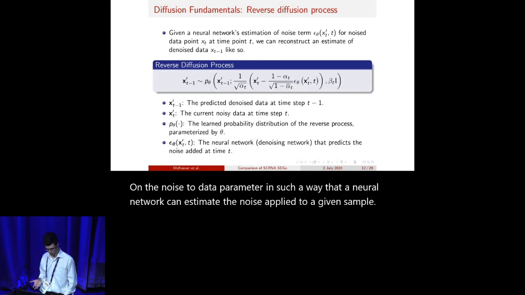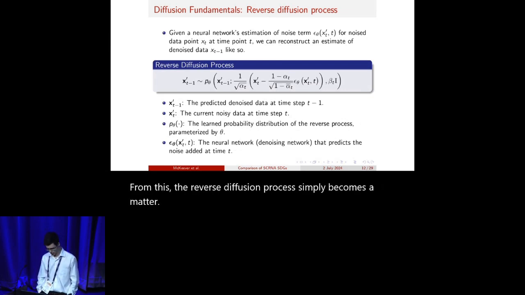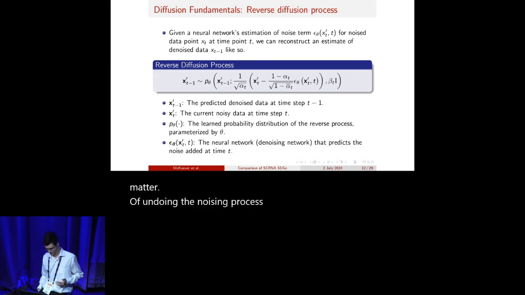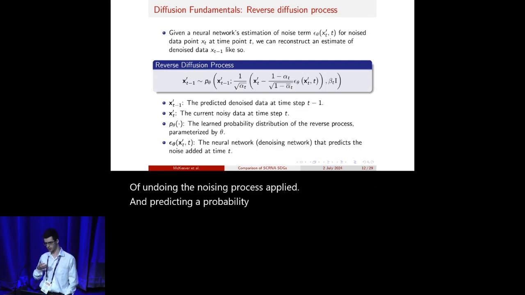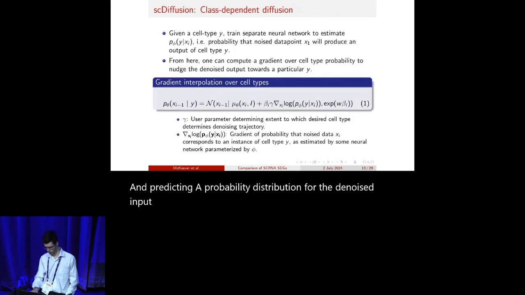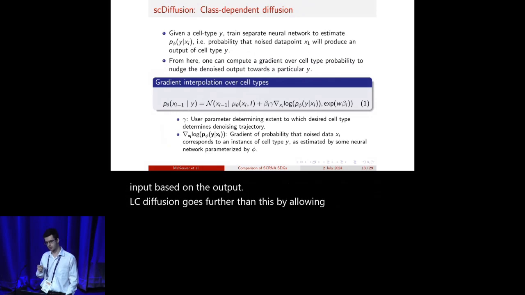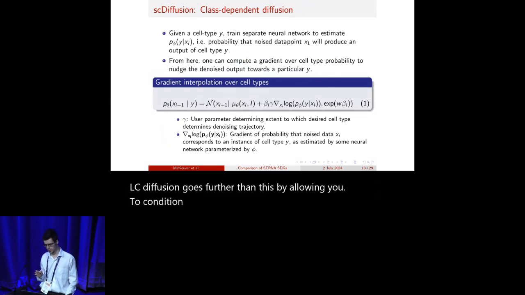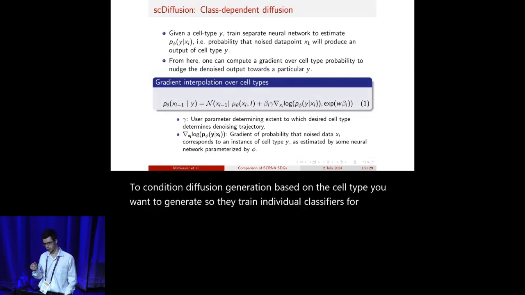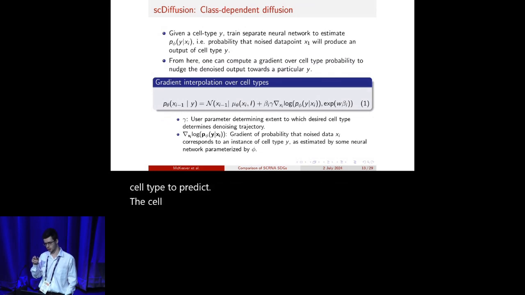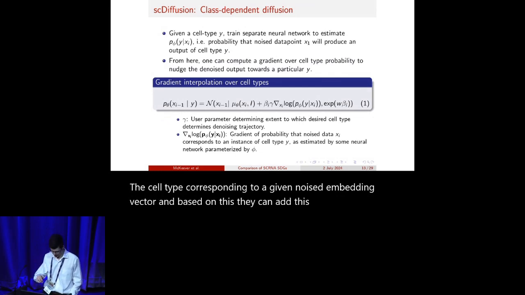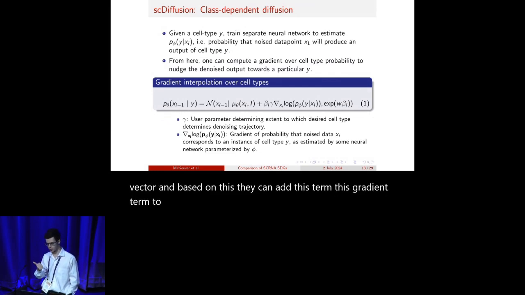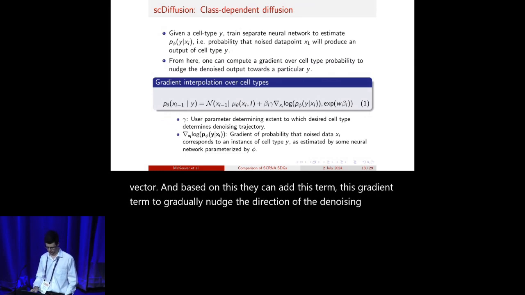From this, the reverse diffusion process simply becomes a matter of undoing the noising process applied and predicting a probability distribution for the denoised input based on the output. SC diffusion goes further than this by allowing you to condition diffusion generation based on the cell type you want to generate. So they train individual classifiers for each cell type to predict the cell type corresponding to a given noised embedding vector. And based on this, they can add this gradient term to gradually nudge the direction of the denoising towards a particular cell type.